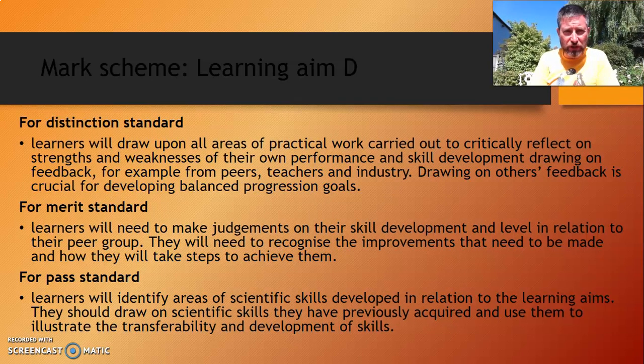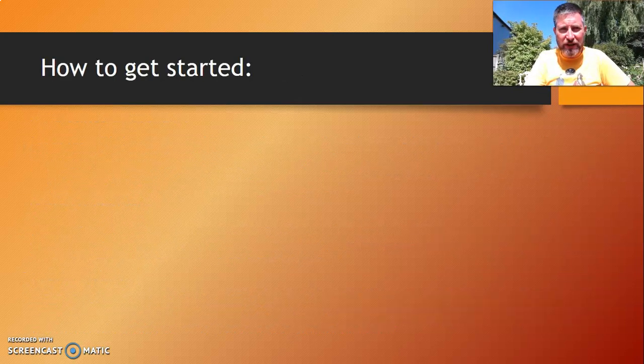And for distinction, you need to draw upon all areas of practical work carried out to critically reflect on strengths and weaknesses of your own performance and skill development, drawing on feedback, for example, from peers, from teachers and industry. Right, you've had a lot of feedback from me, so you can use that. You could talk to your peers about what they think you've developed. Drawing on others' feedback is crucial for developing balanced progression goals. That's what the mark scheme says. You can see how much fun that is to mark because it's quite nebulous. So this is what I intend you need to do.